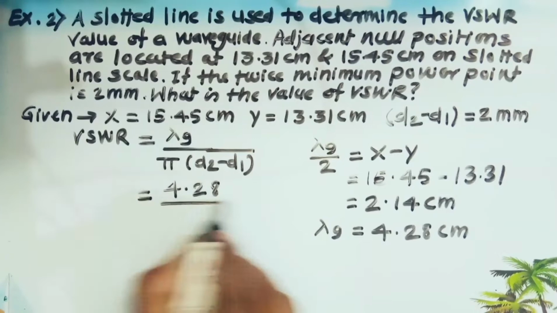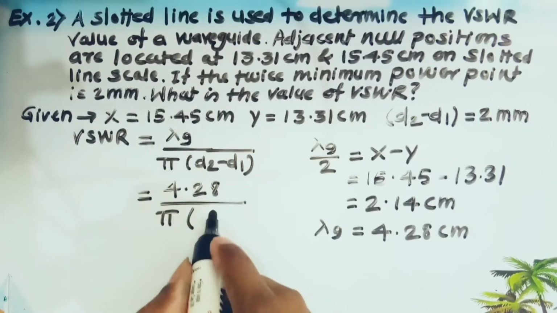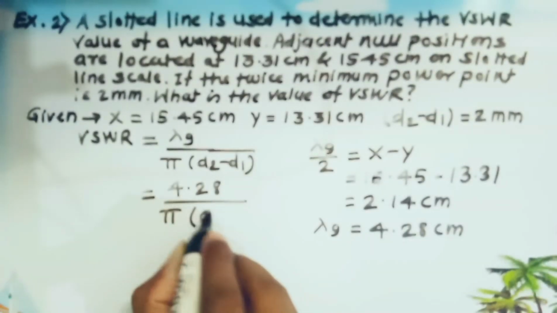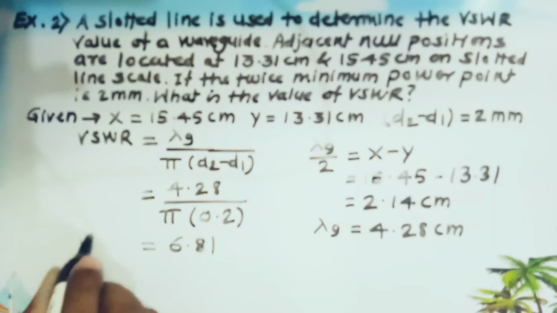Now if you put this value in this expression, that is 4.28 divided by pi, then d2 minus d1. We are writing this in terms of centimeter, that is 0.2 centimeter, and this comes out to be 6.81. So VSWR becomes 6.81. This is our answer, the VSWR.